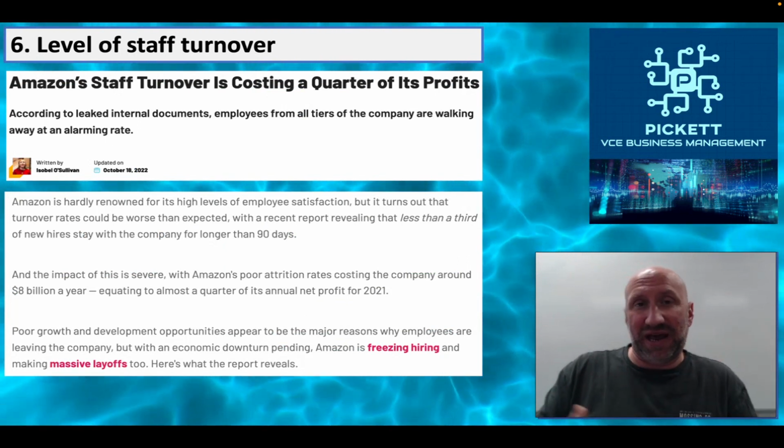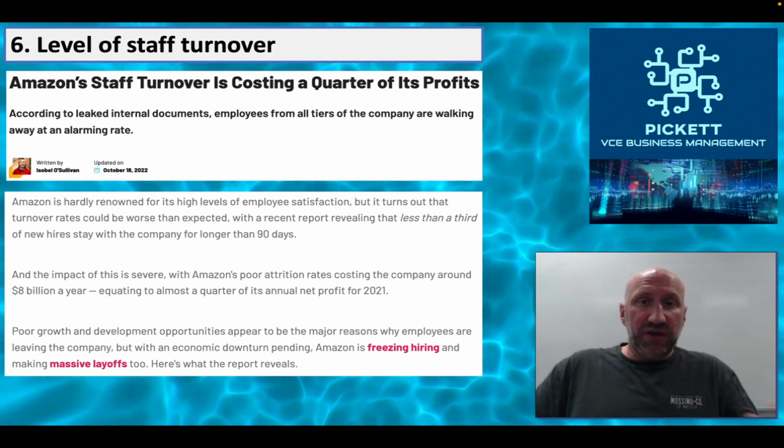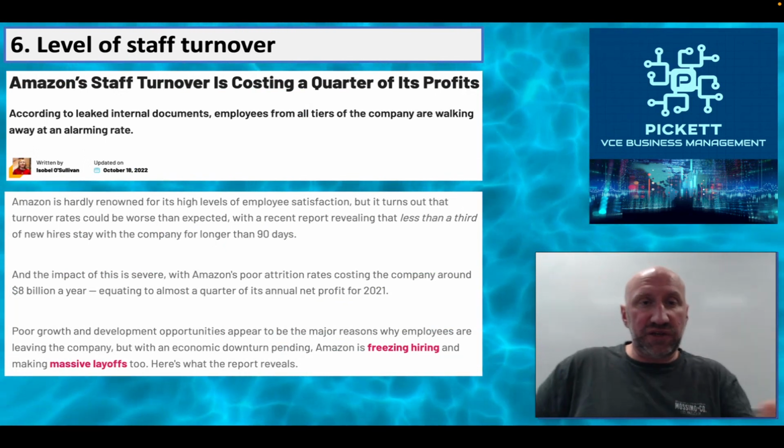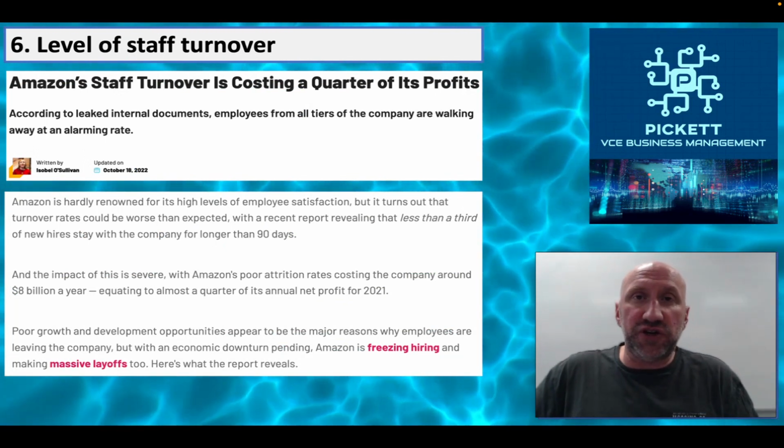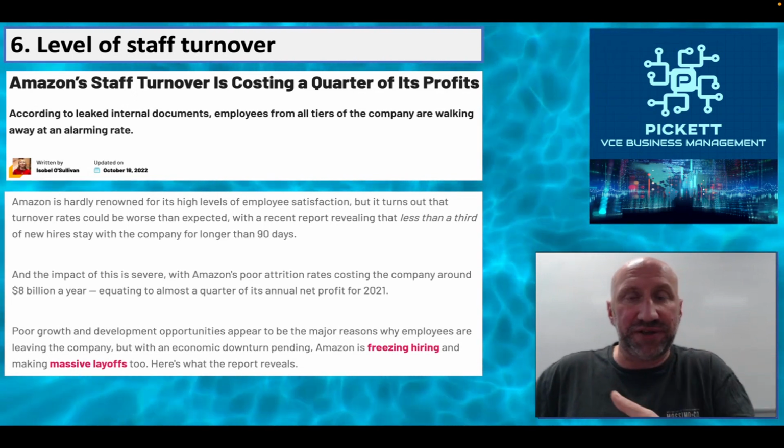On the flip side of that, this was an article from the back end of 2022 where Amazon had uncovered, look at this one, less than a third of new hires stay with a company for more than 3 months, 90 days.